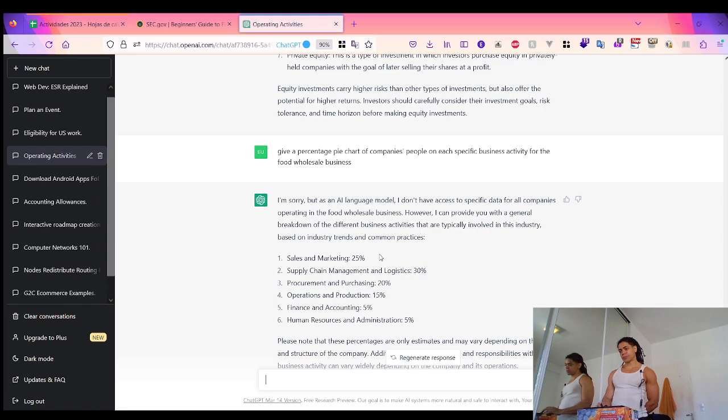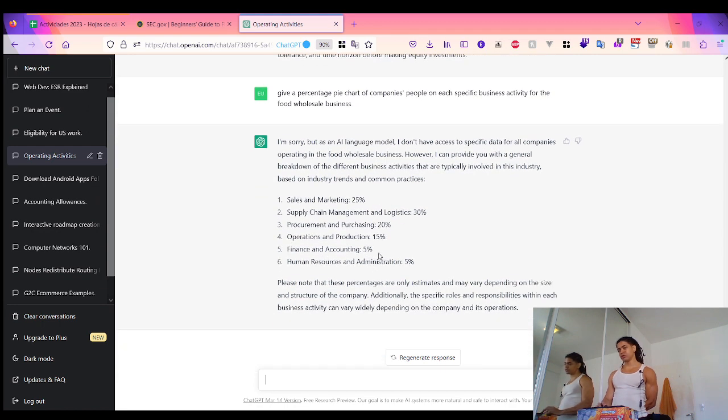So on the food wholesale business, it tells me there is a huge majority of people that belong to procurement and purchase, supply chain management and logistics, and sales and marketing, operations and production, finance and accounting, and human resources and administration. Only 5%.